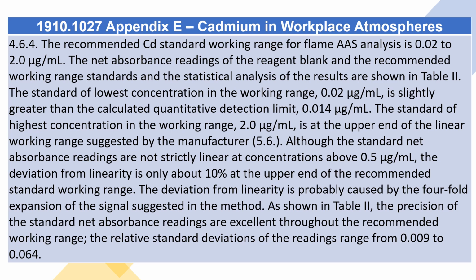Although the standard net absorbance readings are not strictly linear at concentrations above 0.5 µg/ml, the deviation from linearity is only about 10% at the upper end of the recommended standard working range. The deviation from linearity is probably caused by the fourfold expansion of the signal suggested in the method. As shown in Table 2, the precision of the standard net absorbance readings is excellent throughout the recommended working range. The relative standard deviations of the readings range from 0.009 to 0.064.